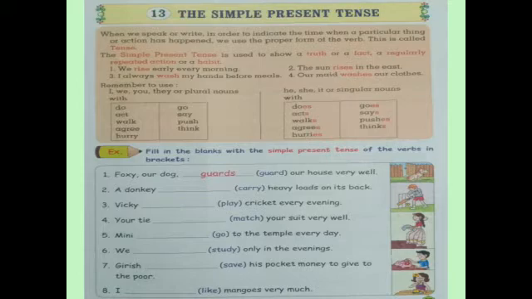Remember to use I, we, you, they or plural nouns with do, go, act, walk, agree, hurry, say, push, think. And for he, she, it, or for a singular noun, it starts with does, acts, walks, agrees, hurries, goes, says, pushes, thinks.